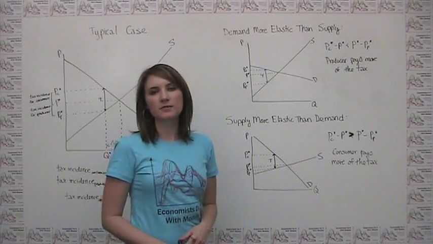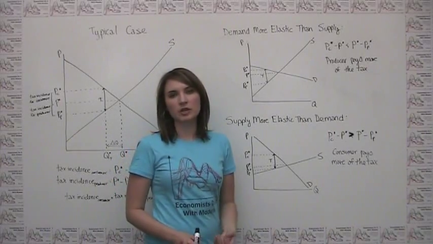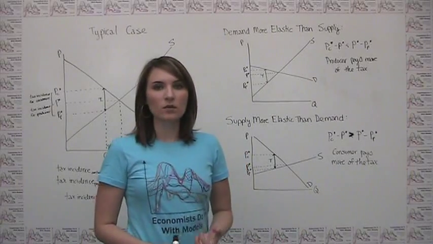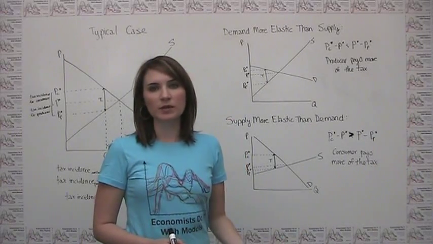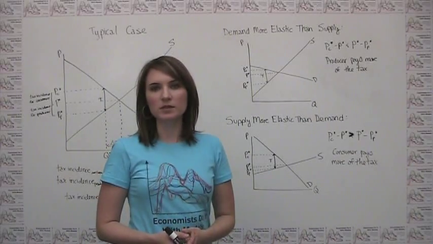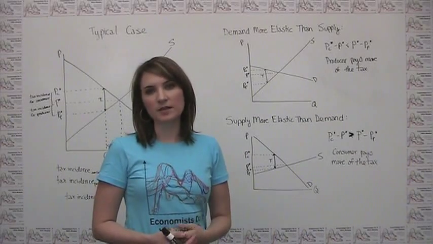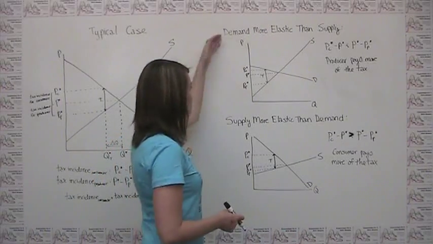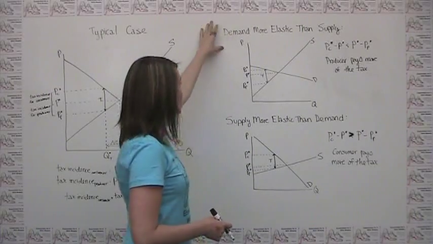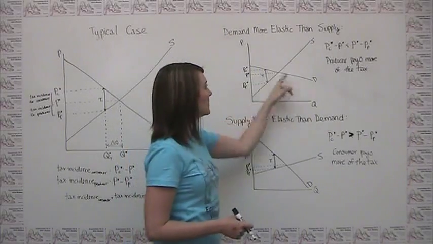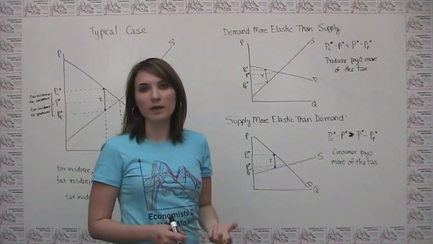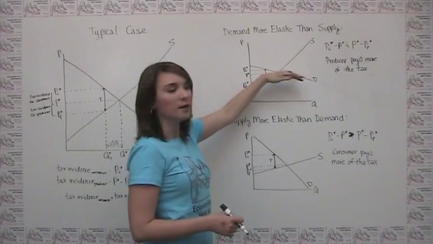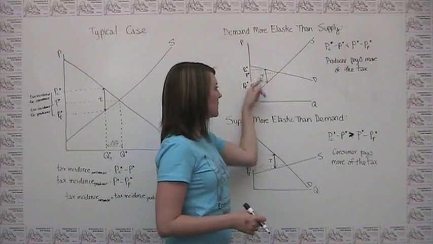As a subpoint to the fact that consumers and producers generally share the burden of a tax, we can note that the relative tax burdens on consumers and producers depend on the relative elasticities of supply and demand. So here I've given two examples. In the first case, we have demand that's more elastic than supply.